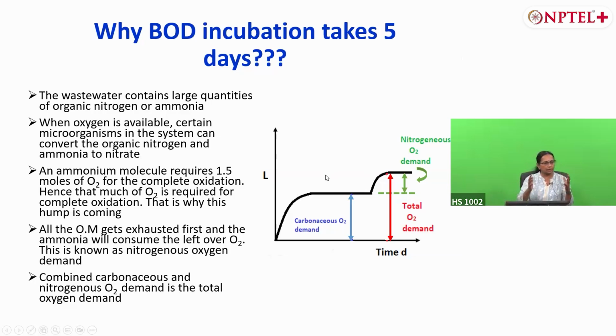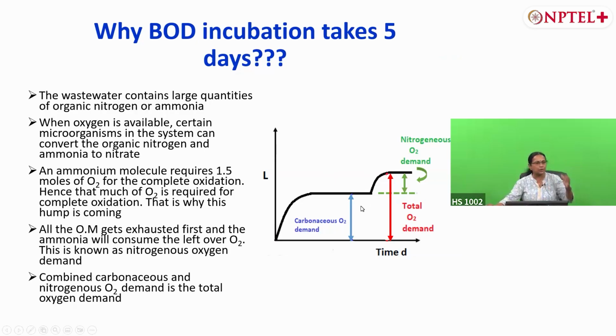In any organic wastewater, you will have organic content as well as nitrogenous compounds, that means ammonia, urea, organic nitrogen, etc. Initially the microorganisms, the heterotrophs, are prominent in the system. They grow much faster, their yield coefficients are much higher, so they will be consuming the organic matter. That's why this is happening like this.